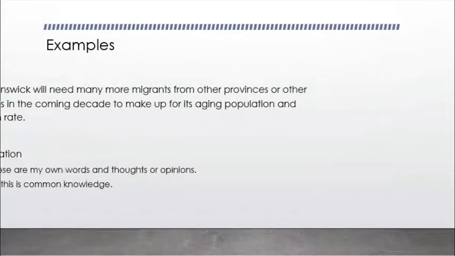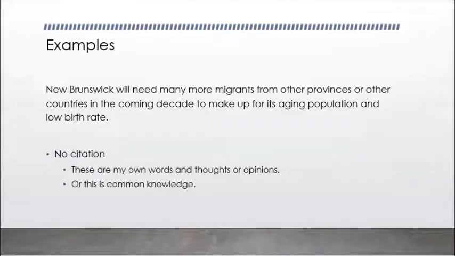And in our final example, we don't see a citation. This must be the student's own thoughts or opinions. They have cited other authors' research elsewhere in their paper and have come up with their own conclusions, which we see here in this example.